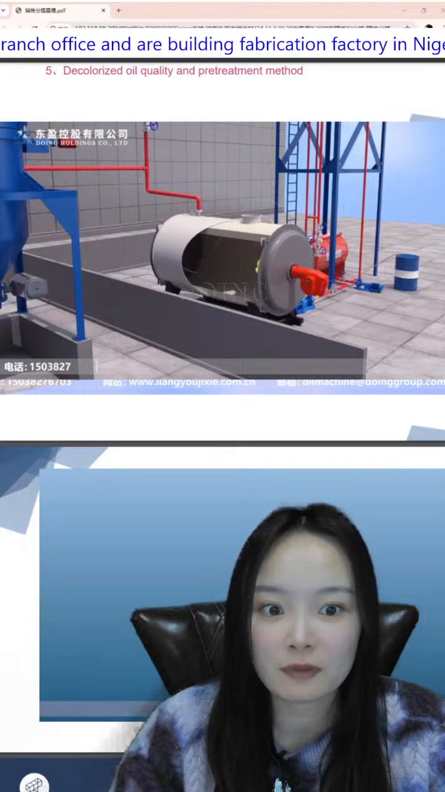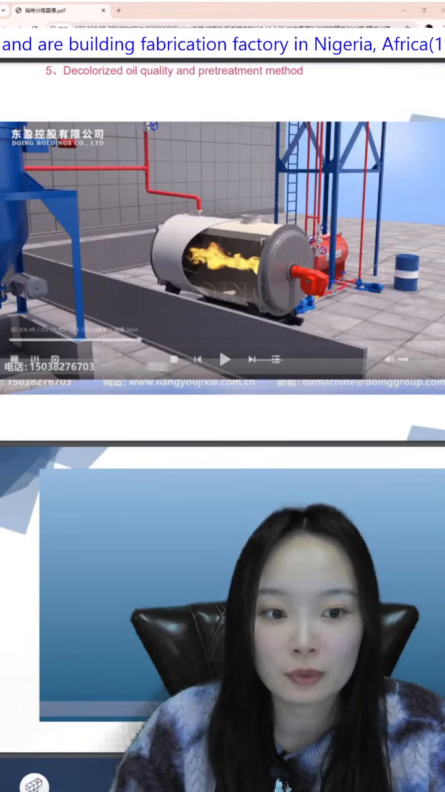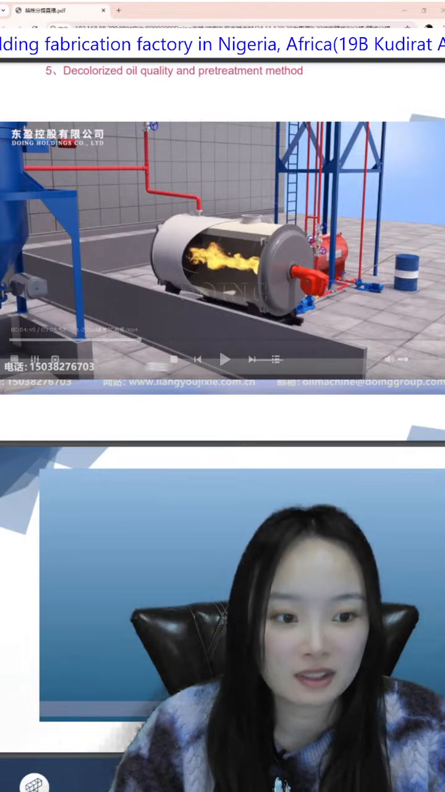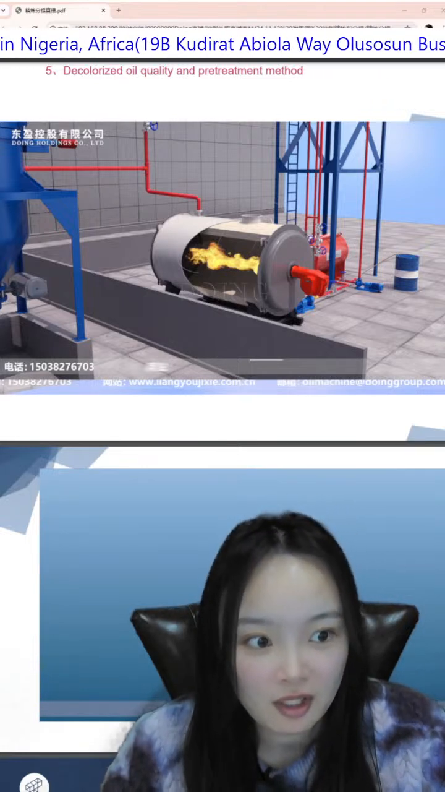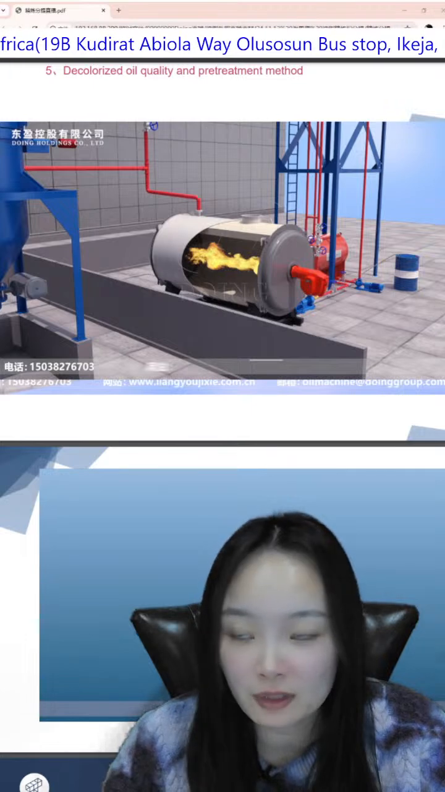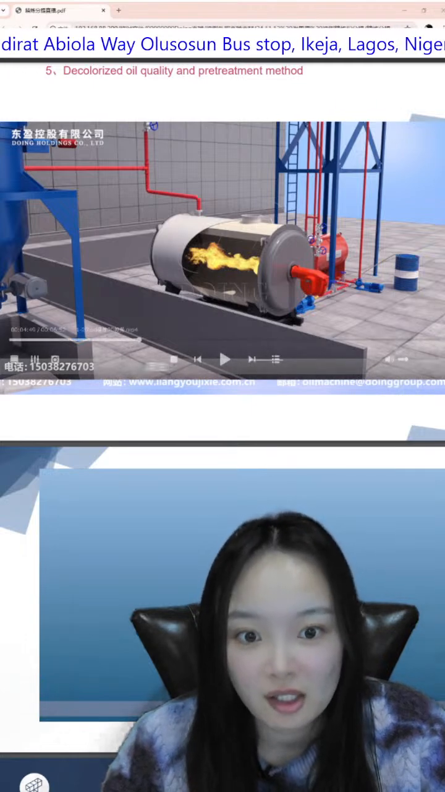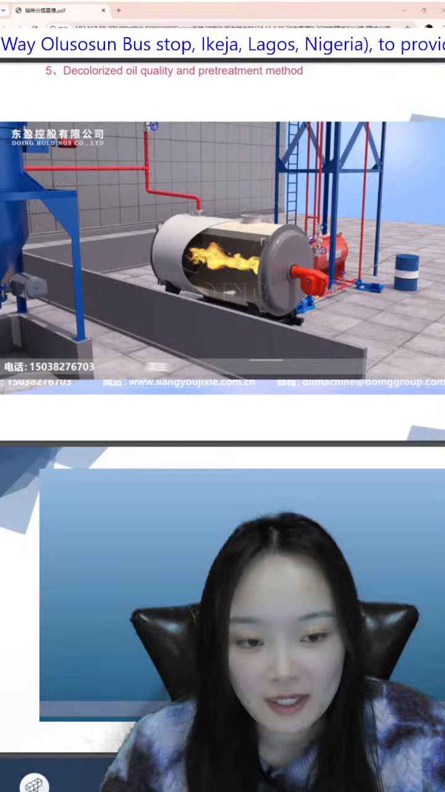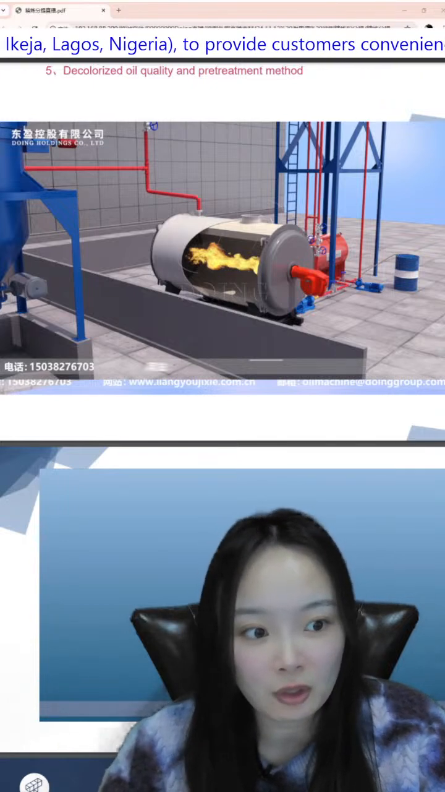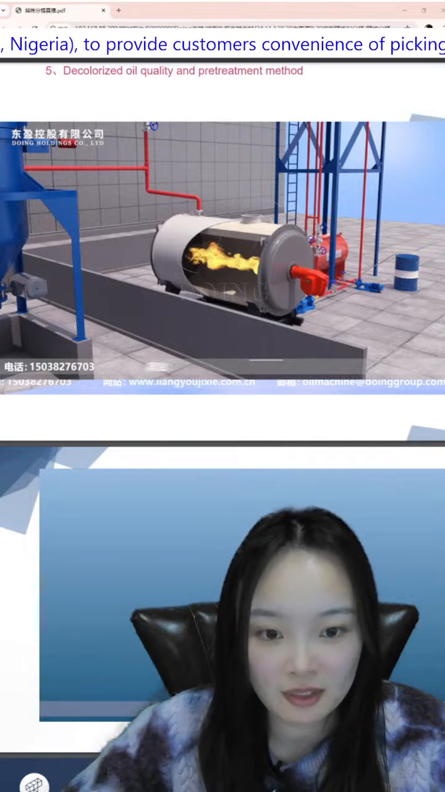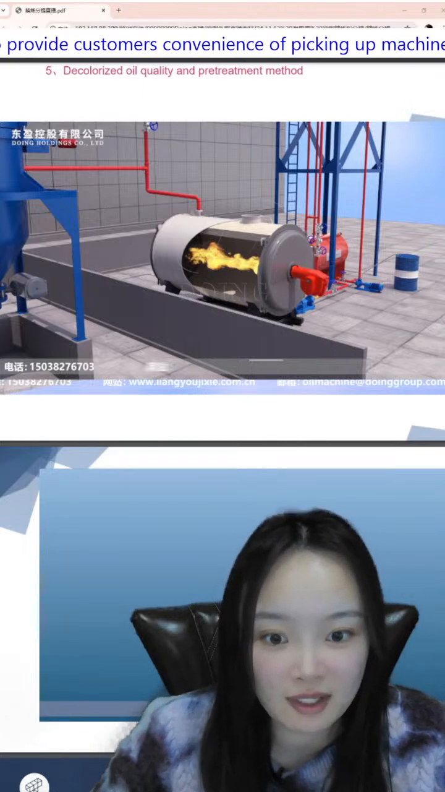The heat transfer oil temperature will be heated to about 260 to 300 degrees through the heat transfer oil furnace. This is the furnace to provide a heat source for the workshop. The use of thermal oil heating has the advantages of high heating efficiency and low cost.